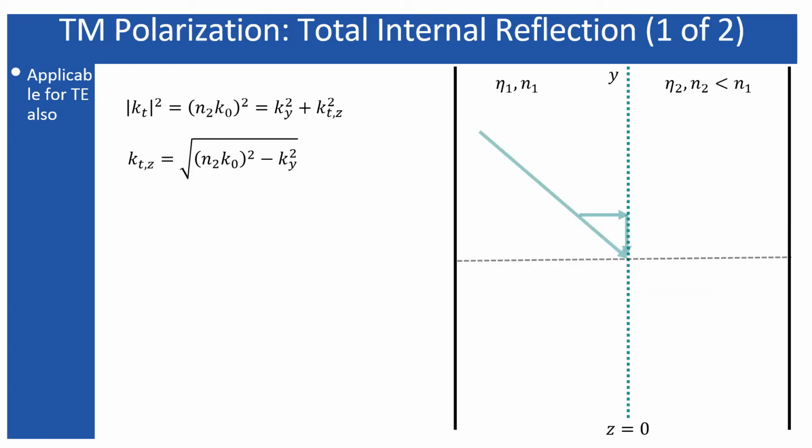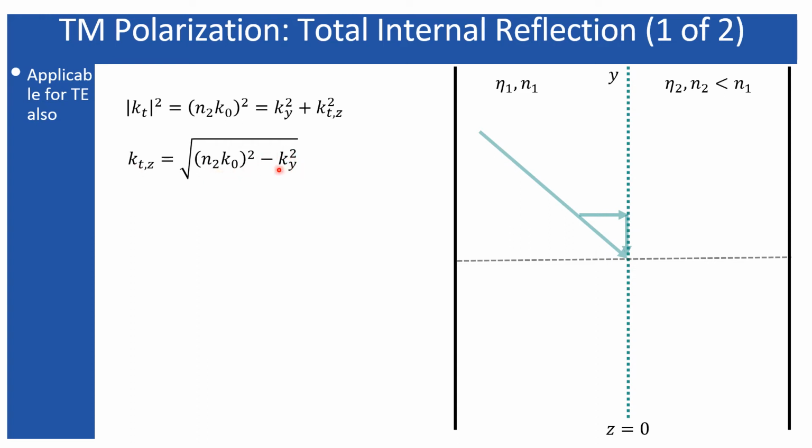The total internal reflection. Initially, I have considered that the incident wave is coming along this direction, where the wave vector of the incident wave was resolved into the z component and the y component, whereas for the z component of the transmitted wave vector I have written it this way, where the refractive index of the medium 2 I have included in that expression.